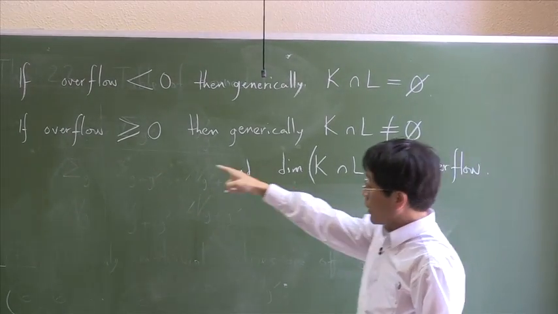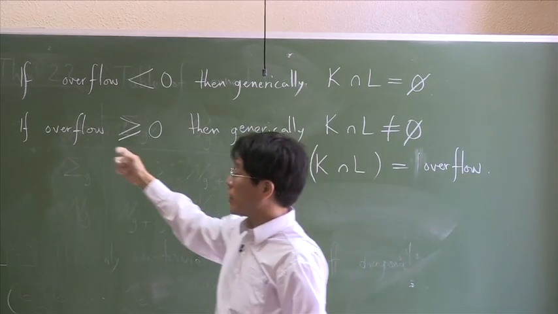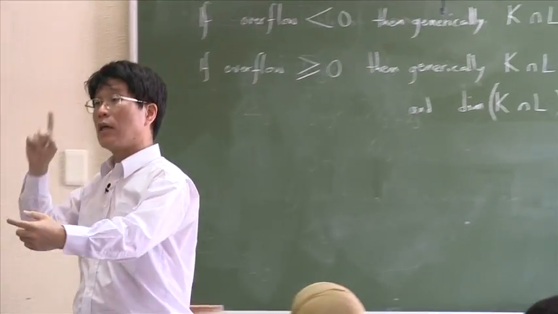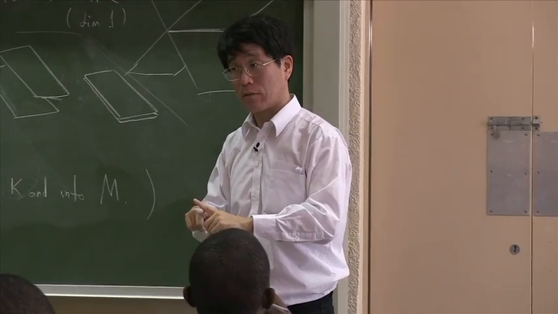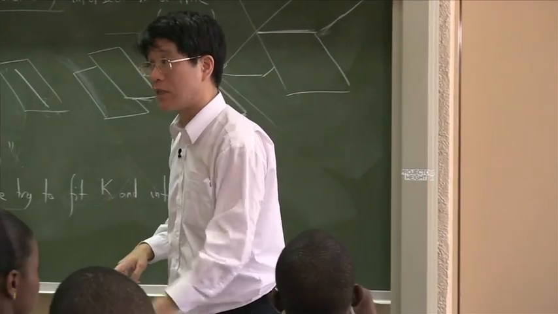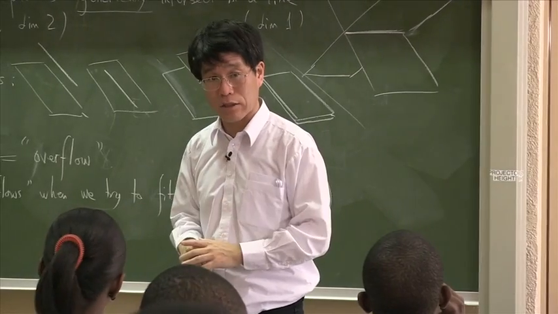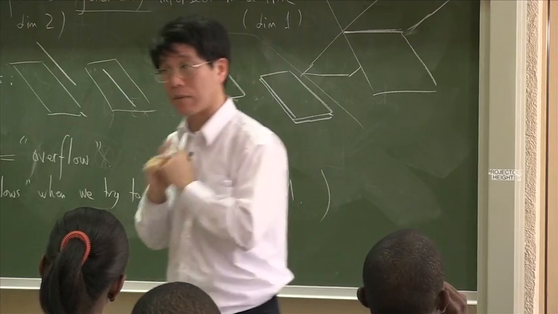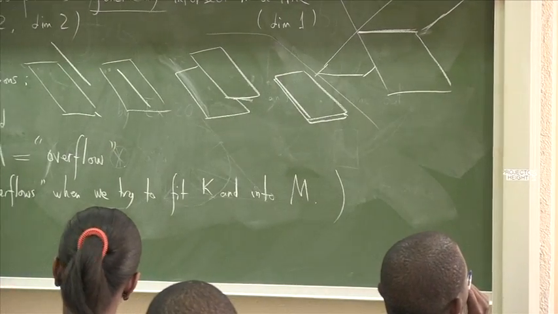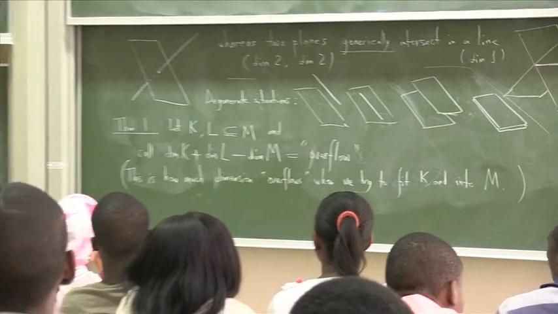Notice that the second case can happen when the overflow is zero. That means that two submanifolds meet in a zero-dimensional intersection. But zero-dimensional intersection does not mean no intersection. It means meeting in points. Points have zero dimensions. It does not mean, oh, that's interesting, something happened there. Okay.